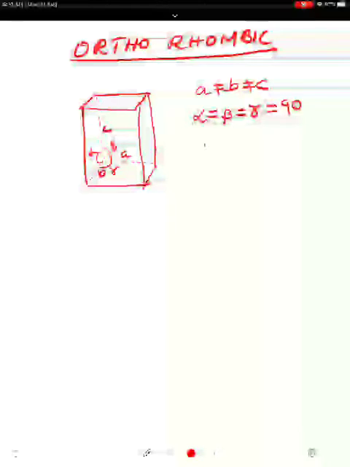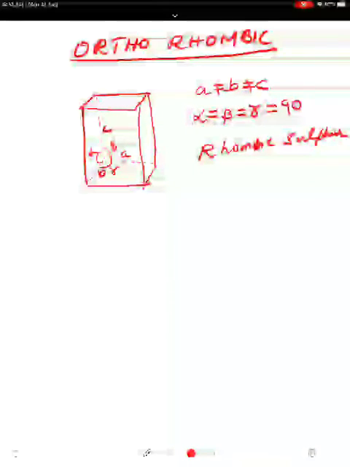Orthorhombic, example is rhombic sulfur. Rhombic sulfur, that is that yellow sulfur. Normally what you see as sulfur, yellow powder, that is rhombic sulfur. The first one we learned is cubic. Second is tetragonal. Third is orthorhombic.